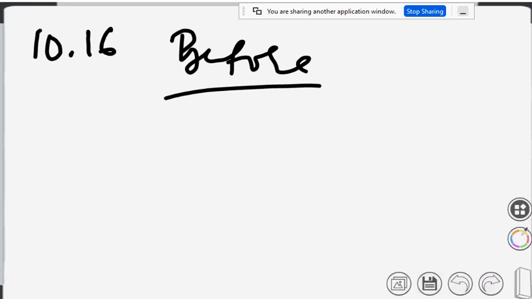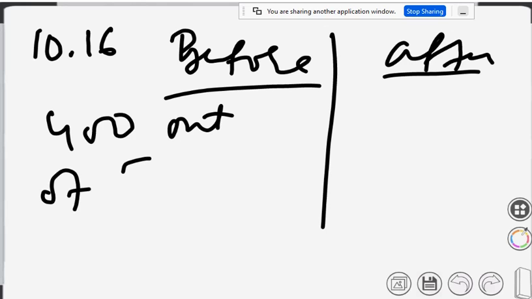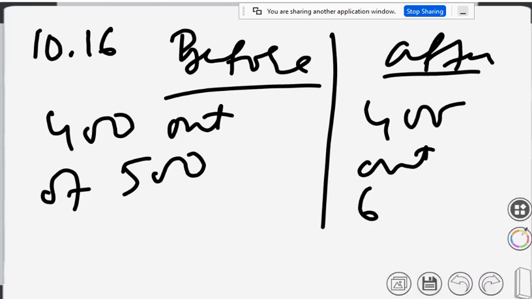So how before and after? So before, what was the before? 400 out of 500, and here 400 out of 600. So these values are given. So who can tell me what should be the null hypothesis and alternate hypothesis? This is also a comparison, তাই নাকি? দুটো set of values দেওয়া আছে before and after.